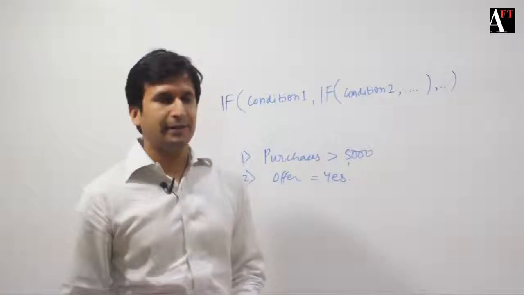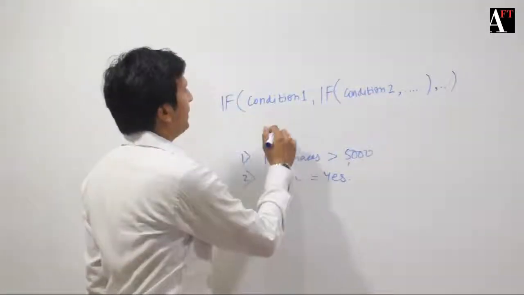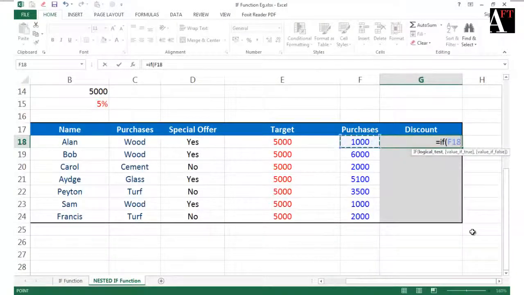And how do we use that? We'll start with the first condition here, which will be equal to purchases exceeding 5,000. Whenever this condition is true, remember the first part of if calculation, you have to specify what needs to be done if condition 1 is true. If condition 1 is true, that is purchases exceeding 5,000 rupees, what do I need to do?